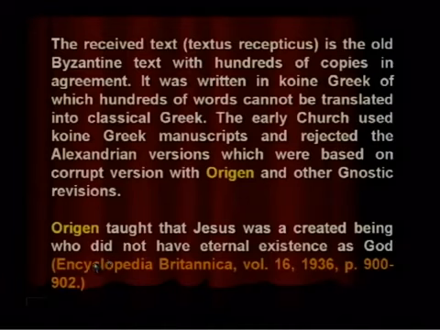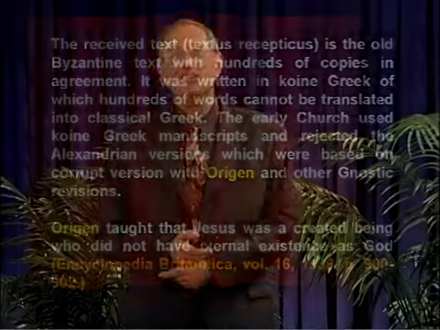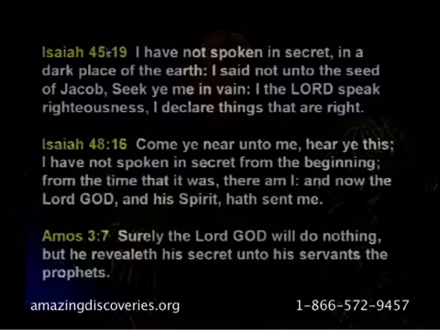Now, the Encyclopedia Britannica tells us that Origen taught that Jesus was a created being who did not have eternal existence as God. So that's the basis. If you want to have an ecumenical Bible, you have to remove Jesus Christ as the sole Savior and as God. It has to be done. Well, what does the Bible say about these secret initiations?